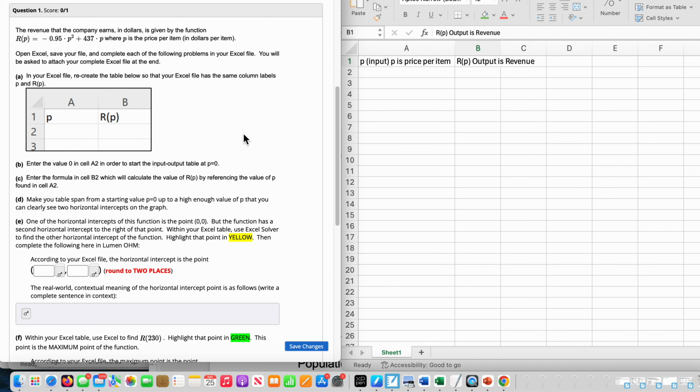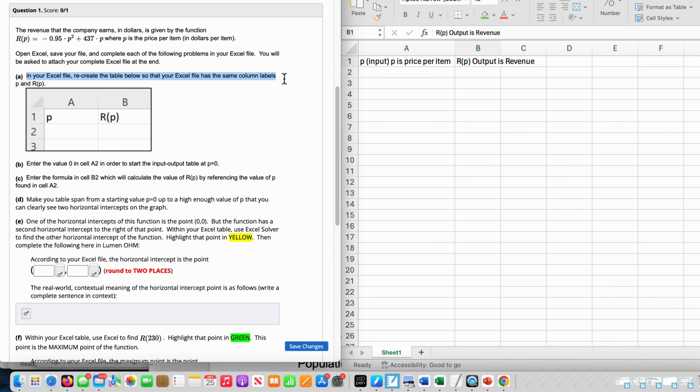All right, so we're going to put this into Excel. We're going to create an input-output table. We're going to graph this thing. We're going to use Solver to find the horizontal intercept, and we'll walk through step by step. So it wants us to go into Excel and recreate this table down here.